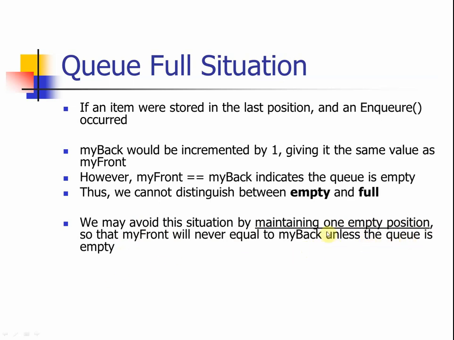What this is trying to say is that when you still have one location left and you still want to do the enqueue, after this operation my back would equal my front. When that happens, I'm going to say, even though there's one more space available, I'm going to declare a full queue situation, so it prevents the enqueue. Let us take a look at the code to see how that is possible.